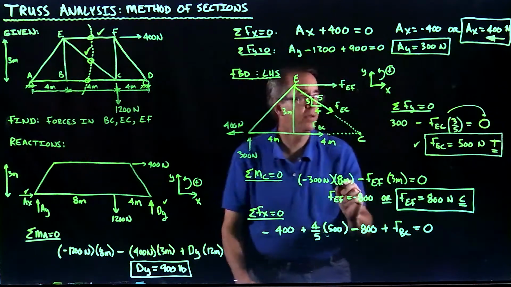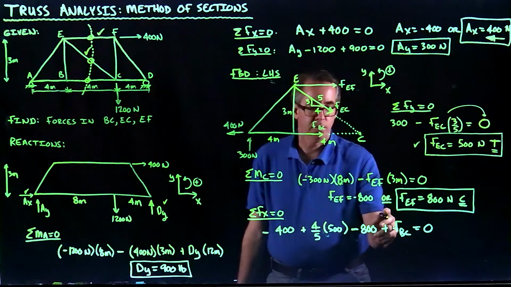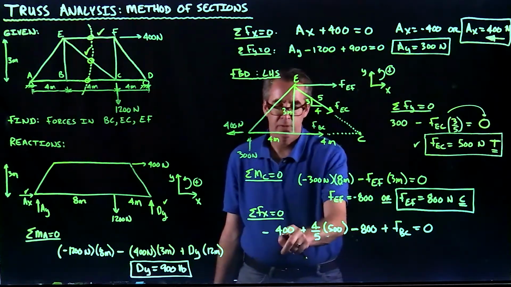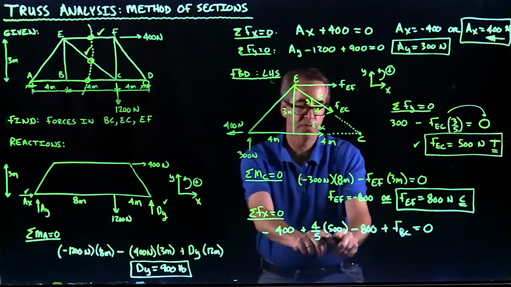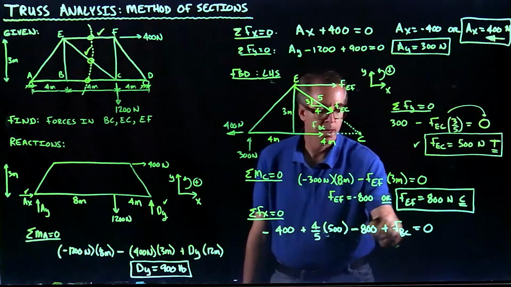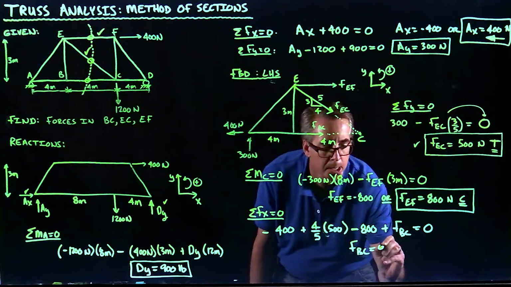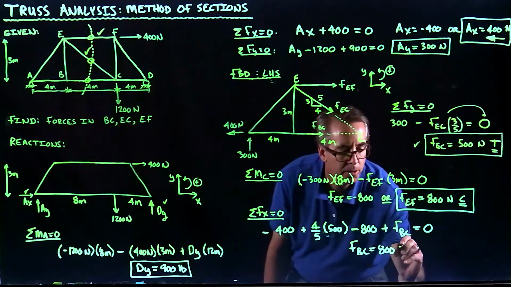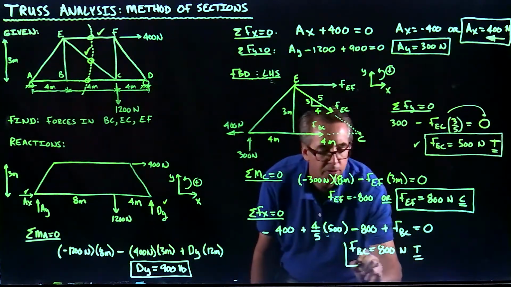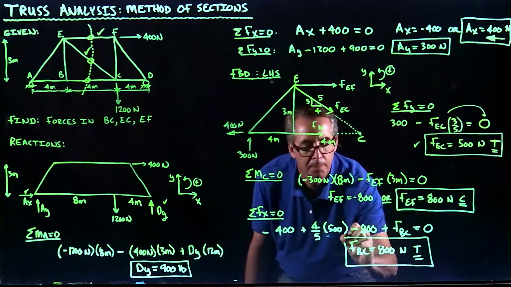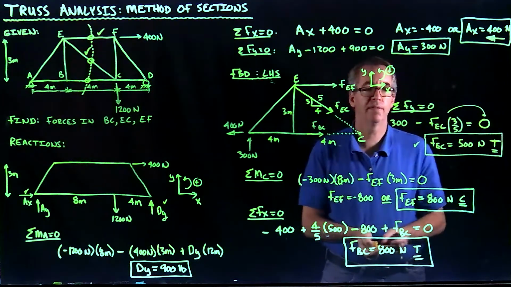Okay. When I solve for that, this right here is going to be a positive 400. So I've got minus 400 plus 400, which cancel each other out. And FBC will be just 800 exactly. 800 newtons. And that will be in tension as I originally had estimated. Okay. And that concludes this example of using the method of sections for a truss.